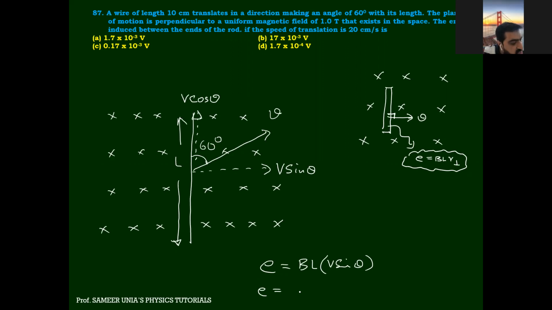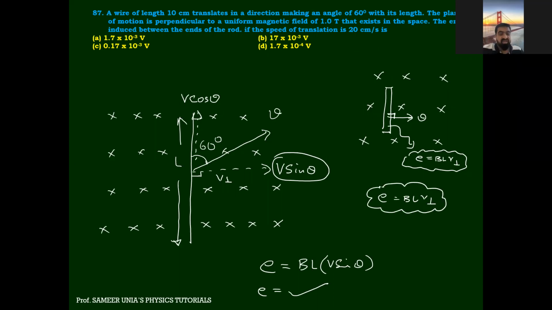V sin theta. You can calculate what B is, right? BLV sin theta. Remember, it has to be the perpendicular velocity to the length. This velocity is important. It should be V perpendicular. The actual formula is BLV perpendicular, because it has to cut the lines, and for cutting the lines, it should be perpendicular to the magnetic field.